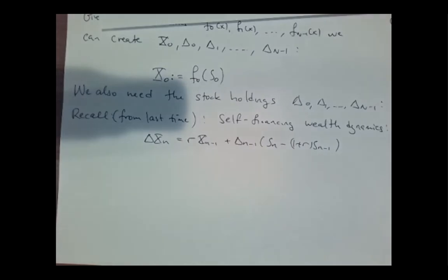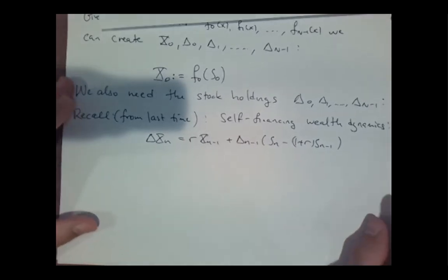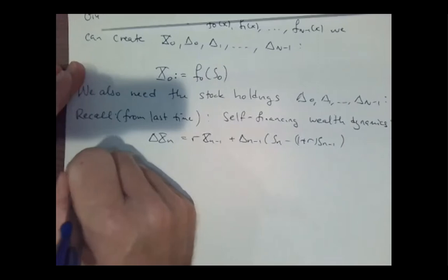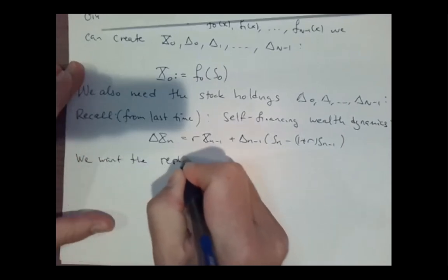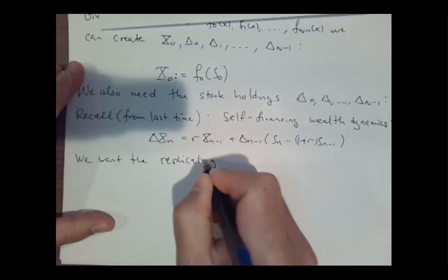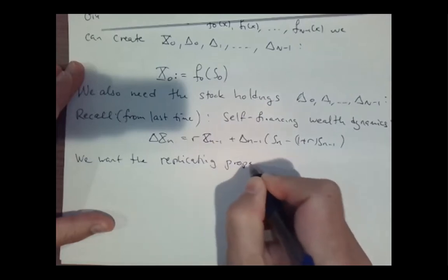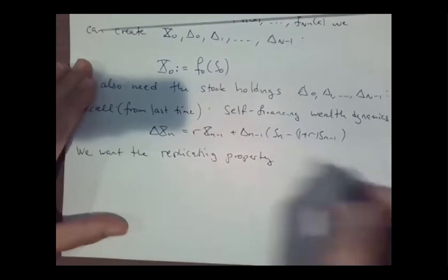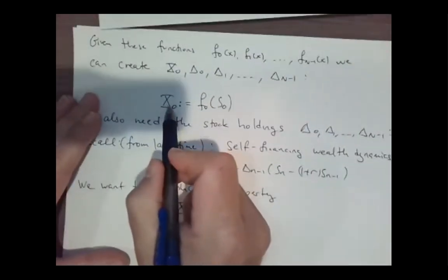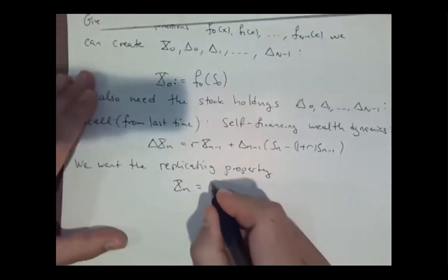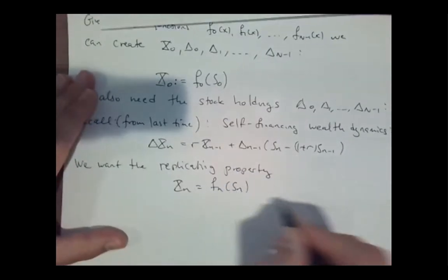So what is it we want? We want the replicating property that says that xn, just as we had here, this is how we start out. So we want xn to be equal to fn of Sn.